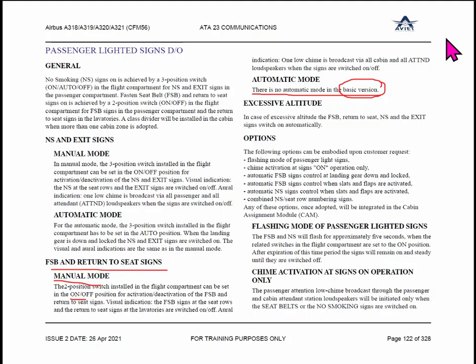If there is a cabin decompression, this will be on automatically. So there are auto conditions available for the fasten seatbelt and return to seat sign. Excessive altitude means cabin decompression. In case of excessive cabin altitude, the fasten seatbelt, return to seat sign switches on automatically. So it is immediately available here. It says not available, but actually it is there. You got my point?